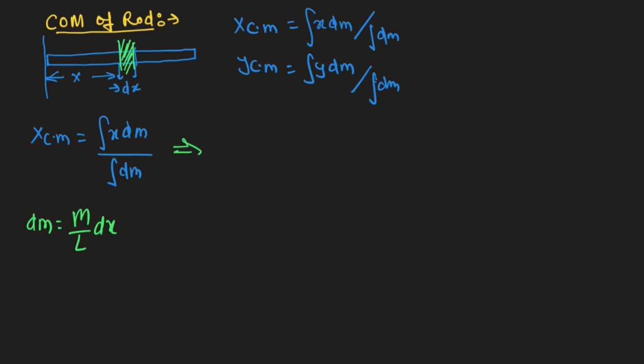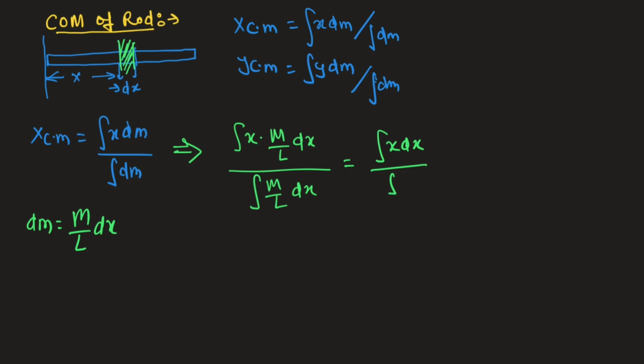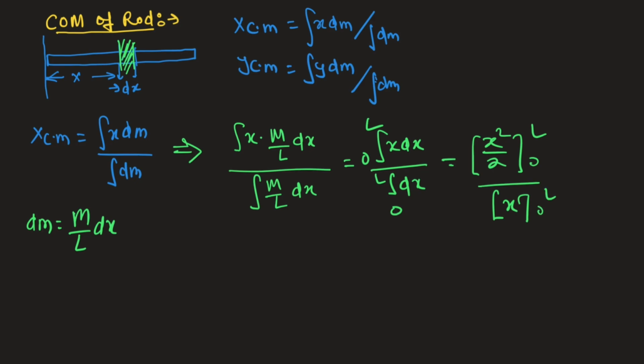Just substitute this value. So what I'll get here is x into m by l into dx, and here also m by l into dx. M by l gets cancelled, so I will get integration x dx divided by integration dx. This is 0 to l, this is 0 to l. Integration of this one will be x square by 2, 0 to l. This one is x, 0 to l. If I solve these two, I will get l by 2 comma 0.